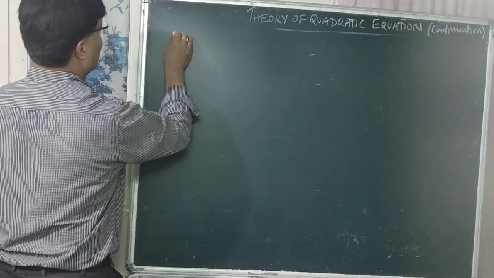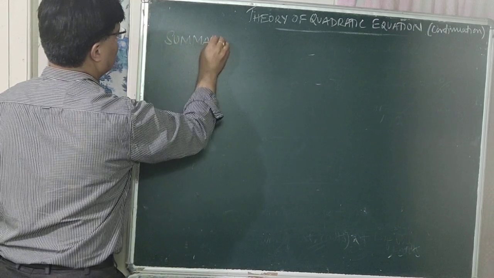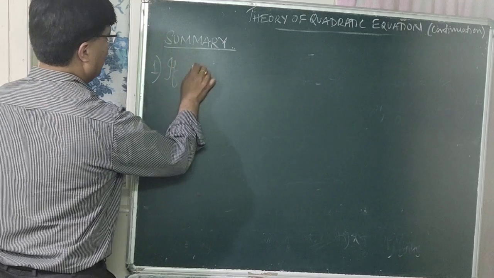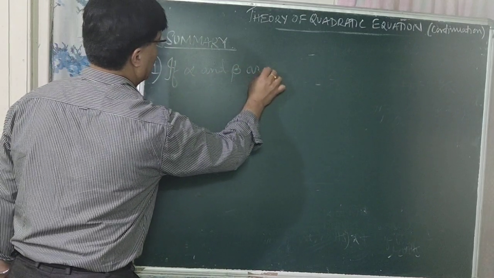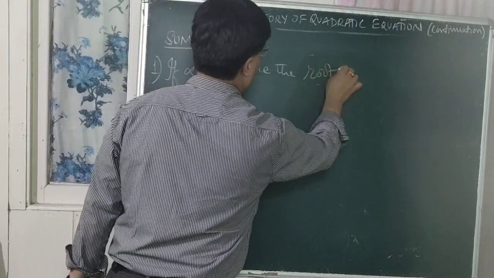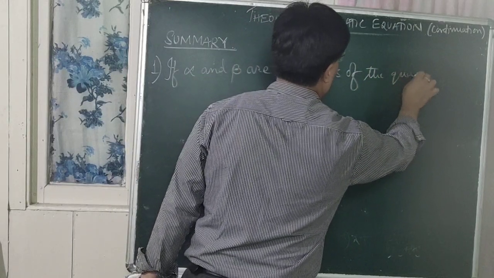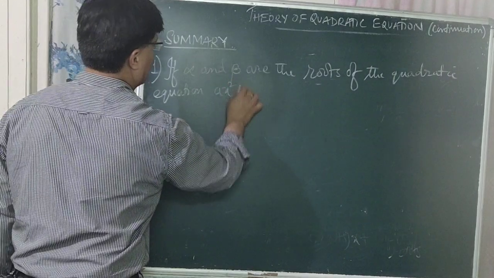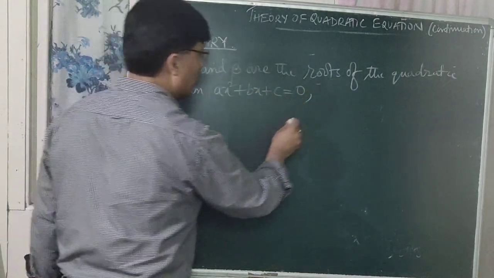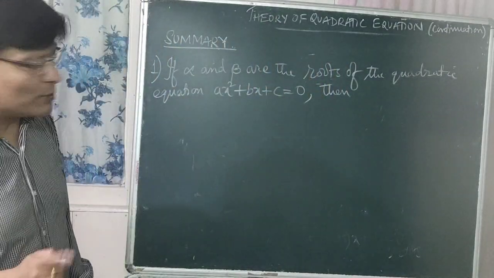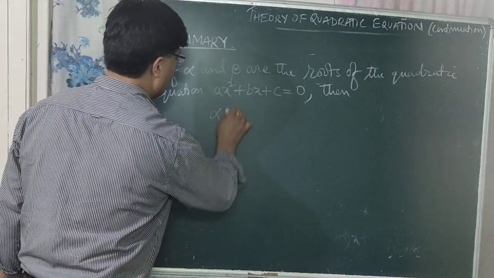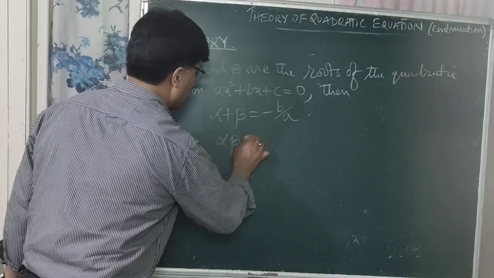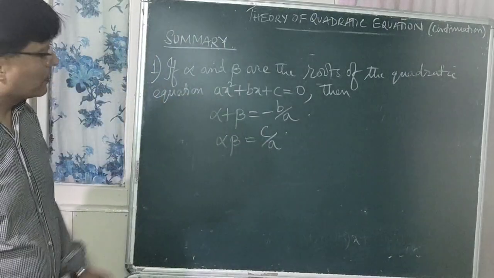Now let us write down the summary. Number 1. If alpha and beta are the roots of the quadratic equation ax square plus bx plus c is equal to 0, then what is the formula for the sum of the roots as well as the product of the roots? Then alpha plus beta is equal to minus b by a. This is the first formula. And what is the product of the roots? Alpha beta is equal to c upon a. So these are the formulas.